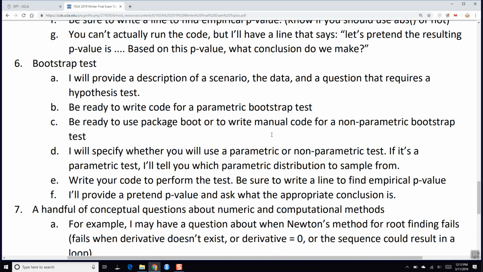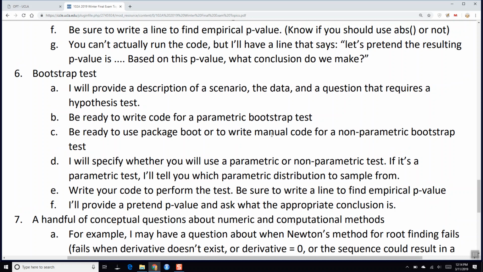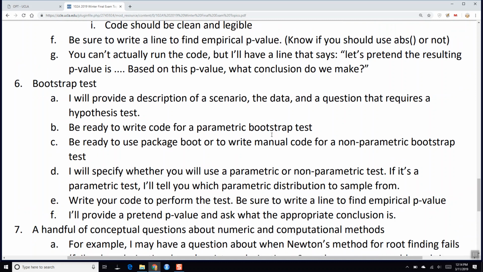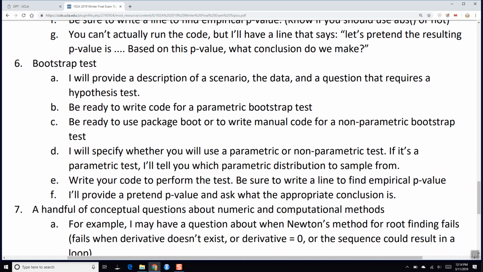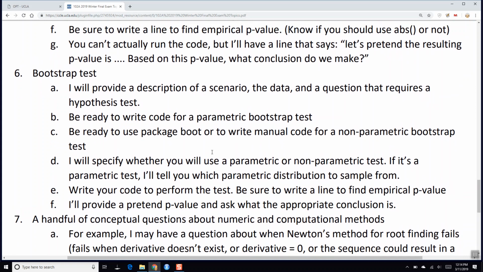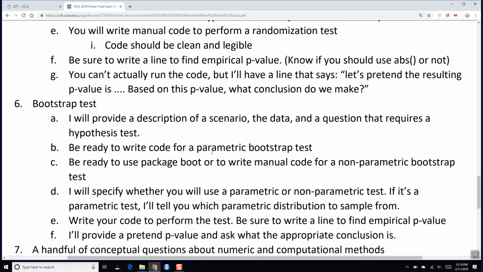And if it's non-parametric, be ready to use either package boot or writing it yourself, okay, without package boot. Okay. And then, and similar to the randomization test, I'll provide a pretend p-value and ask what the appropriate conclusion is. Okay, questions on either of that?